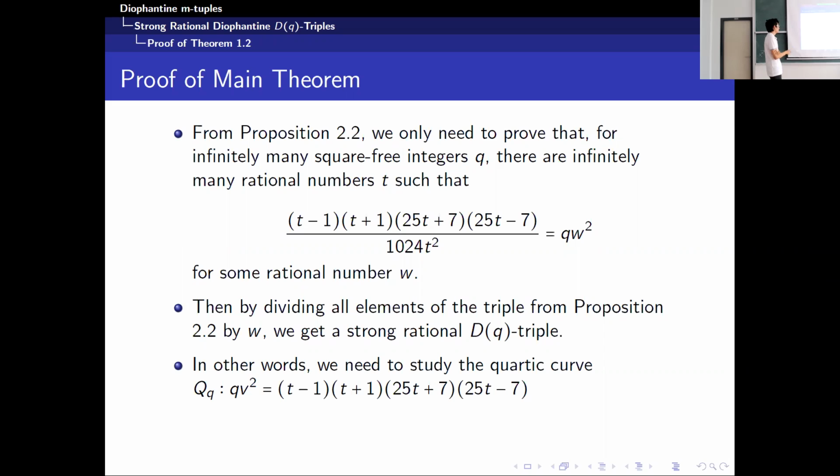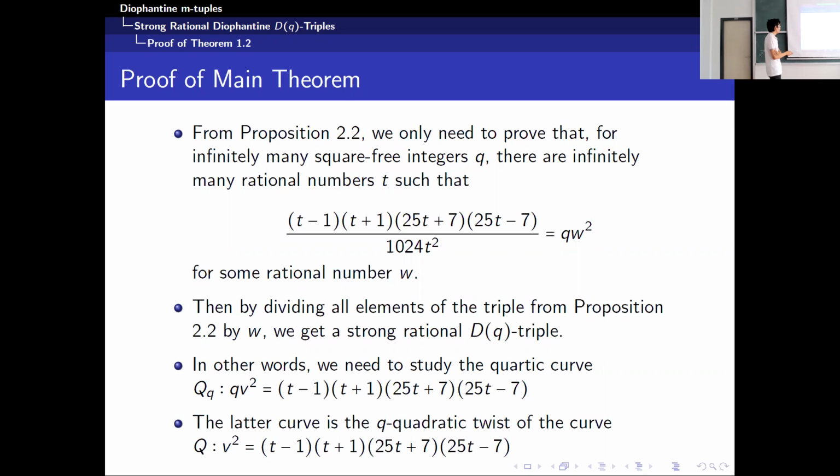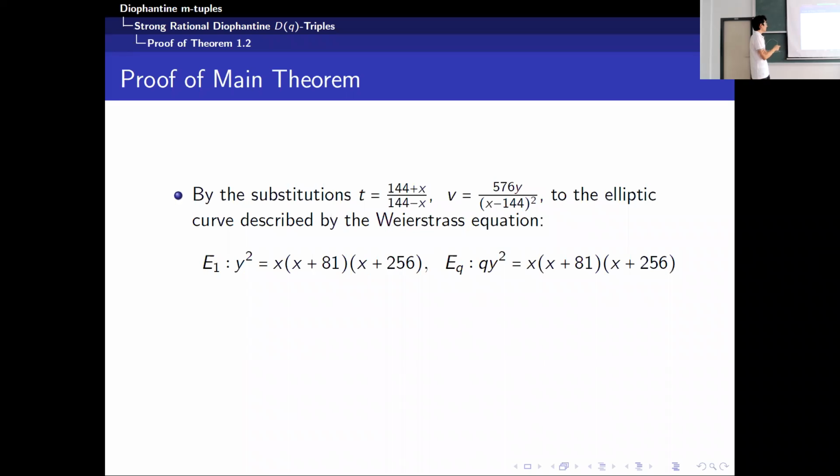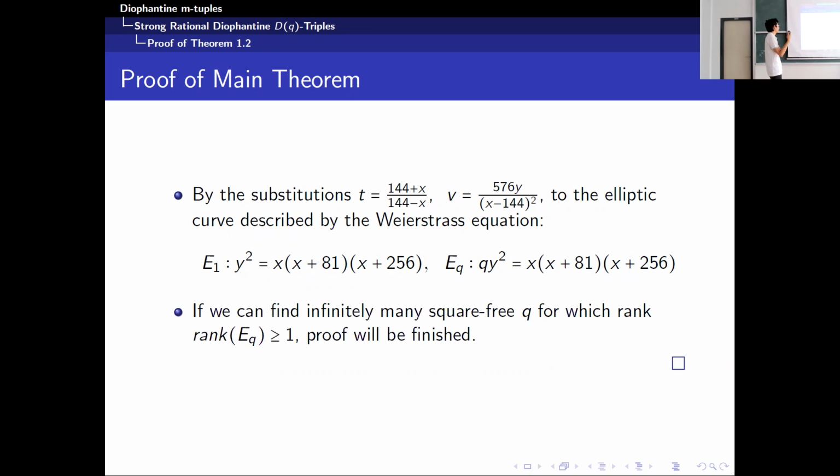And this is my quartic curve equation. And I also work with the quadratic twist of the curve. I can't give any detail here, but this is needed for the proof. And with some parameterization, I will get a Weierstrass equation. And I want to do this because I work with elliptic curves. And if I show that the elliptic curve's rank is at least 1, this proof will be finished.